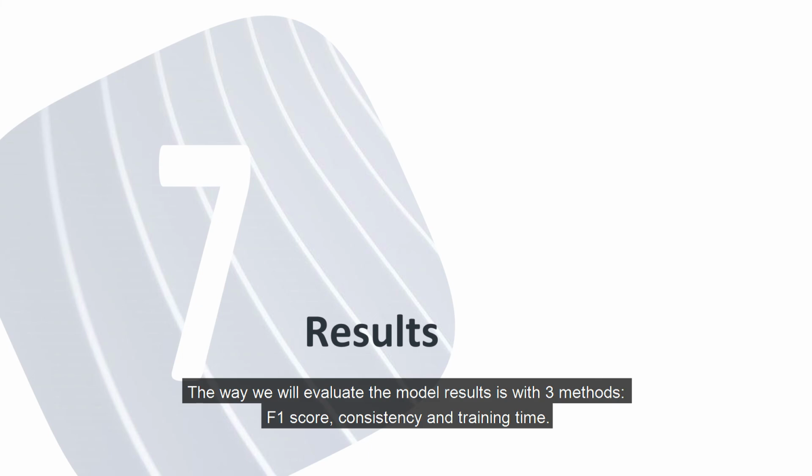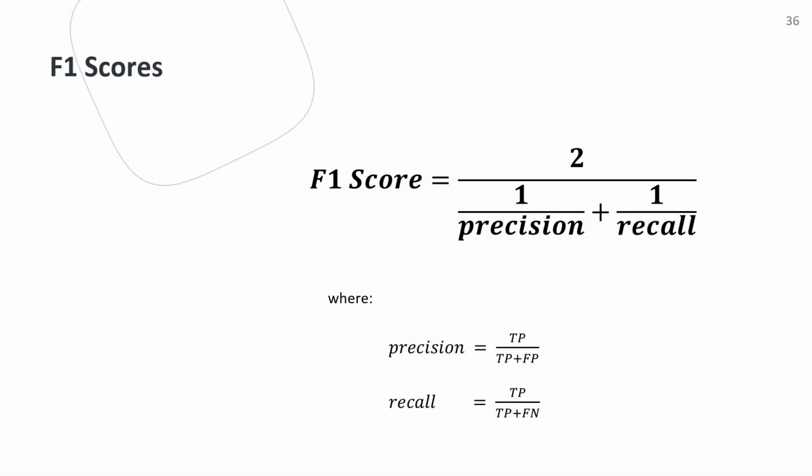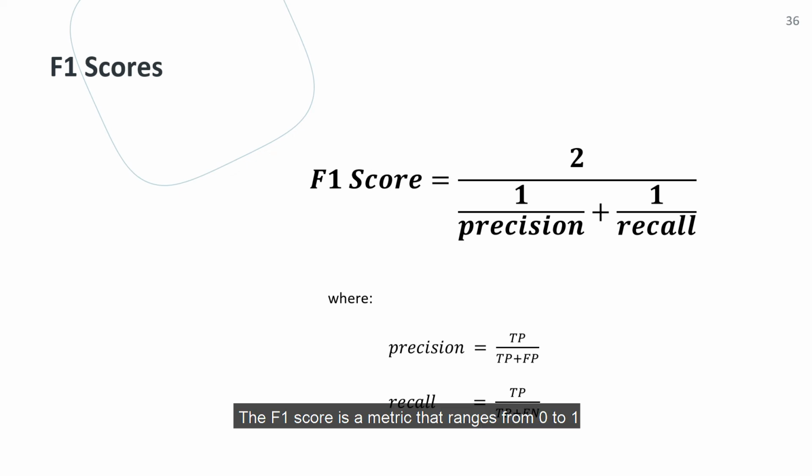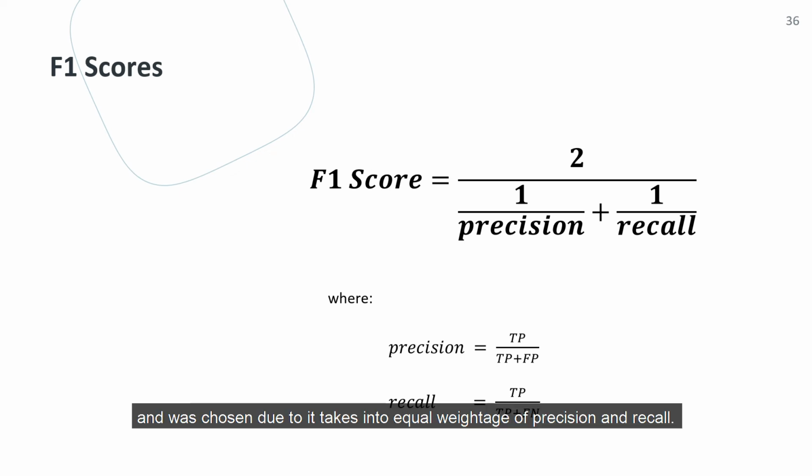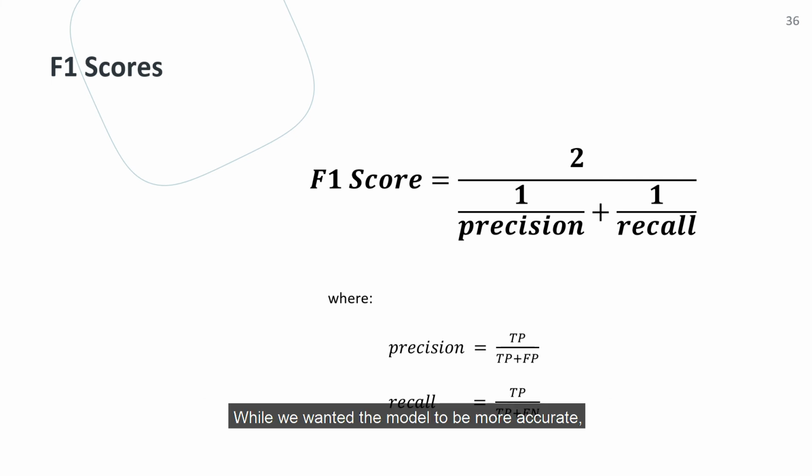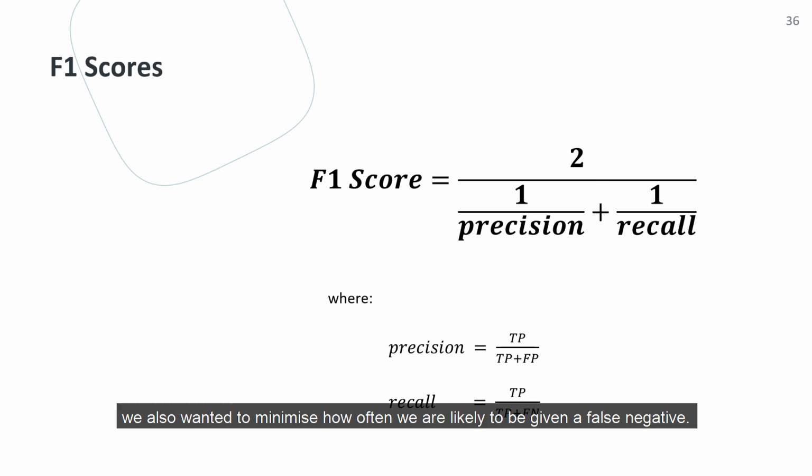The way we will evaluate the model results is with 3 methods: F1 score, consistency, and training time. The F1 score is a metric that ranges from 0 to 1 and was chosen because it takes into account equal weightage of precision and recall. While we wanted the model to be more accurate, we also wanted to minimize how often we are likely to be given a false negative.